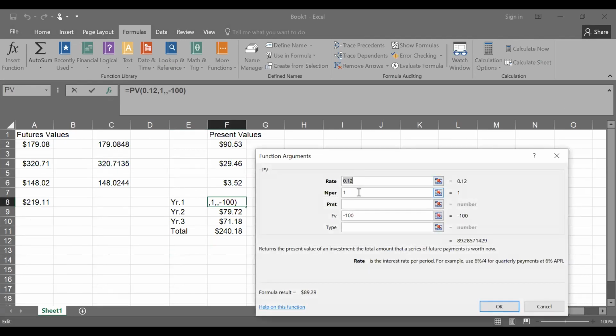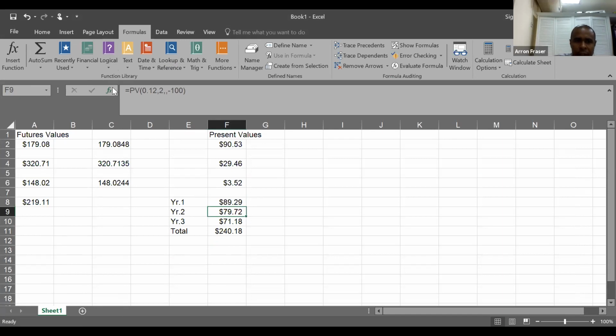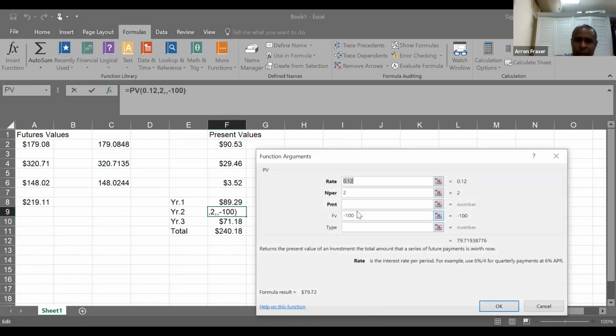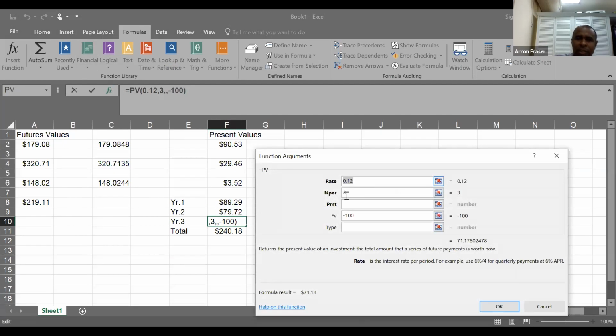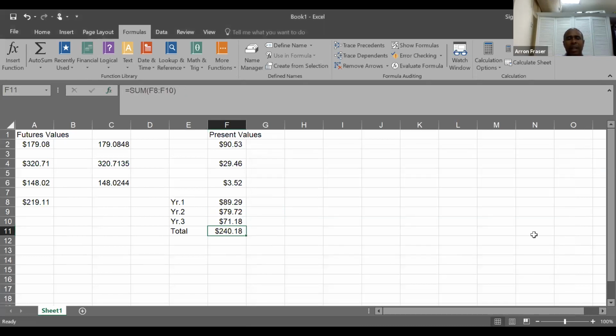So it's 12%, 1 period, $100. Here, it's 12%, 2 periods, $100. And here, it's 12%, the third period, $100. And then we total them to get the discounted cash flows for year 1, 2, 3. Any questions?